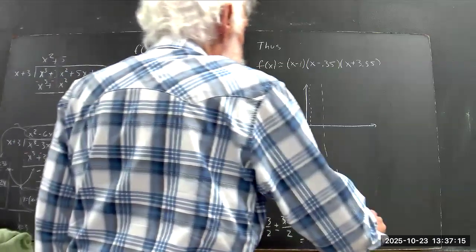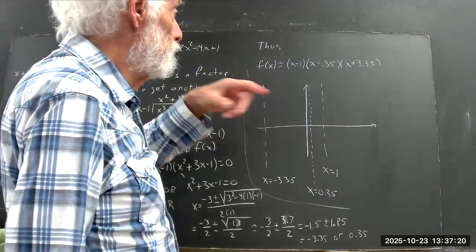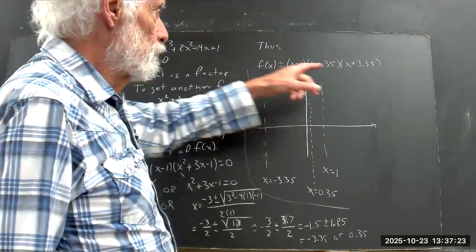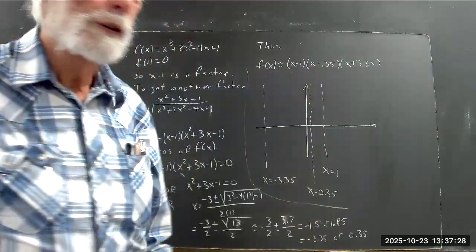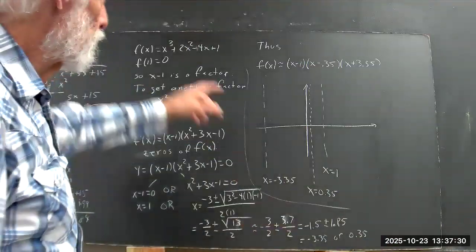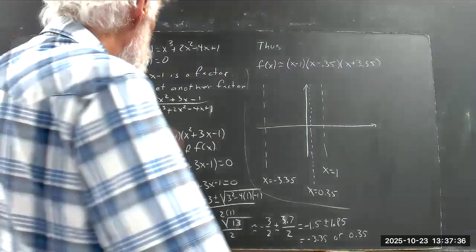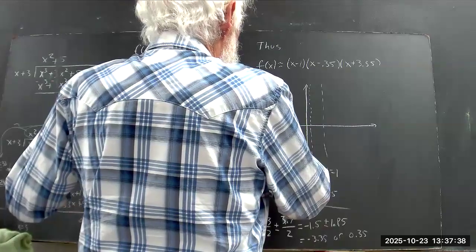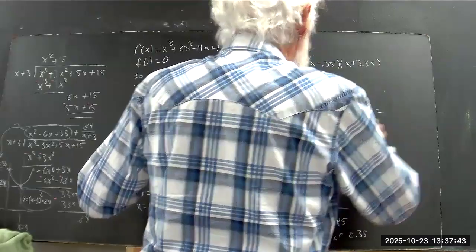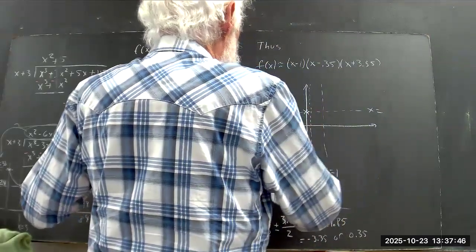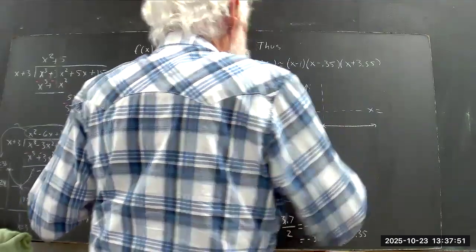What's the y-intercept? Well, you plug in x equals 0, you're going to get negative 1 times negative 0.35 times 3.35, which is pretty close to 1. And of course, if you use the actual function, you do get 1. So that we know from the original function the y-intercept goes here. You have a 0 here, a 0 here, and a 0 here.